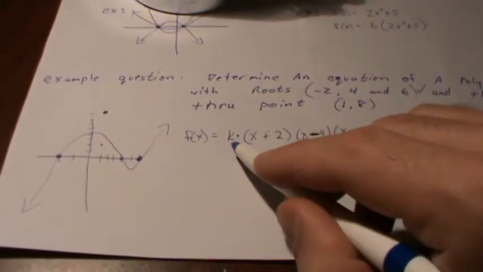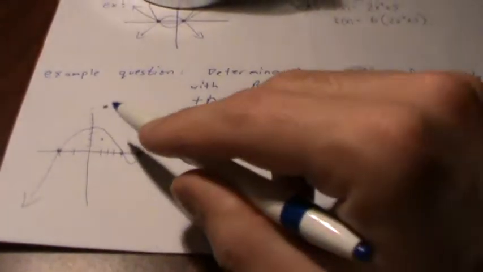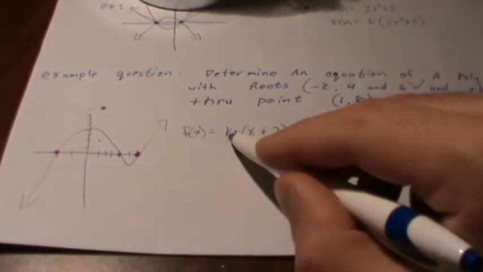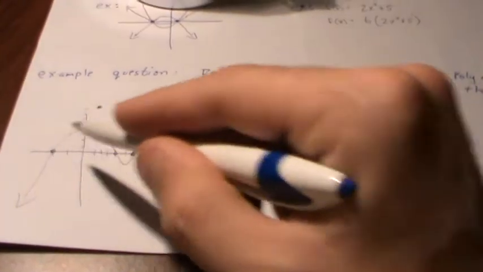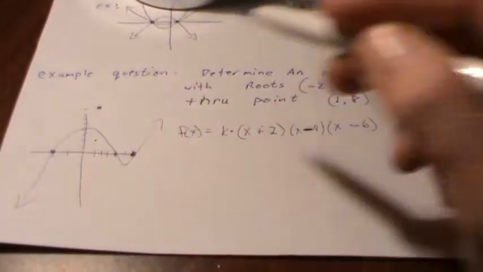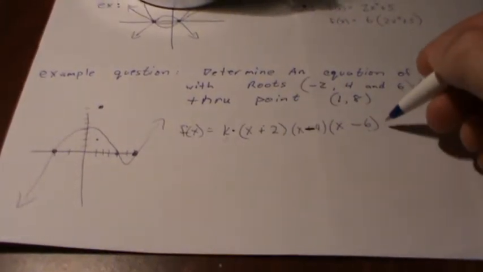F of x is equal to some random number. That number is hopefully going to be the correct number by the end of the question. It's not correct yet, so that it goes through 1, 8, but it still keeps these roots. Okay, so this is the idea.